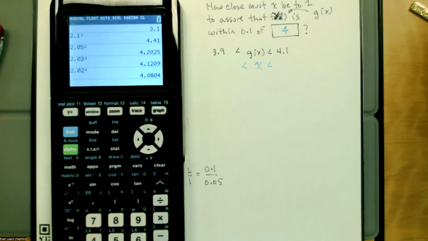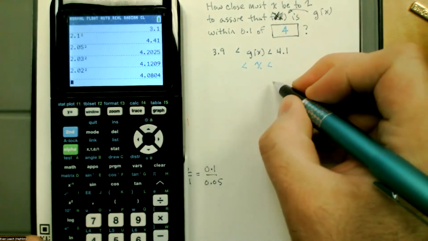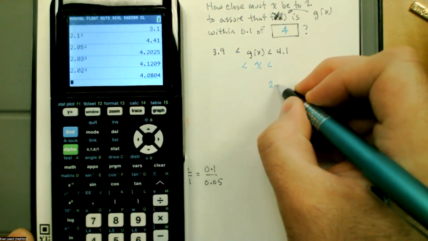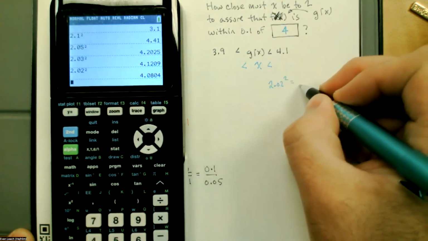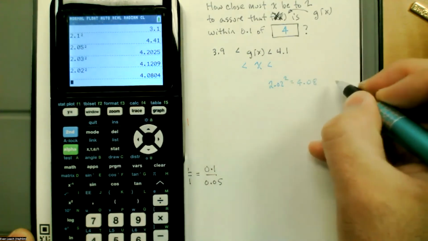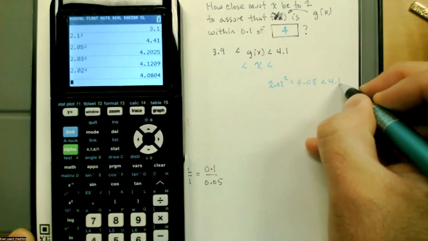Now, this didn't land exactly on 4.1, but I didn't want to land exactly on 4.1. I just need to be less than 4.1. So now I see that a delta of 0.02 will work. 2.02 squared is 4.08, and that fits. That's within spec. 2.02 squared is 4.08, and that's less than 4.1.